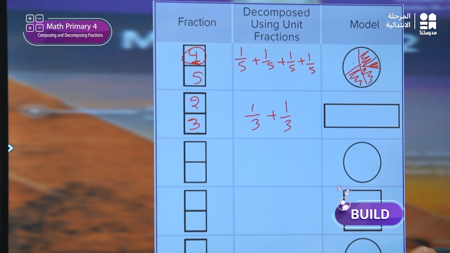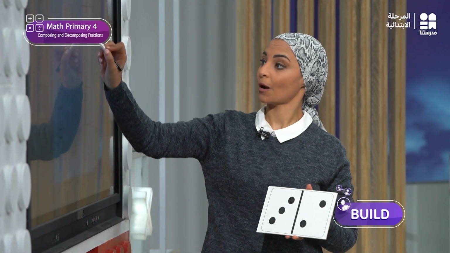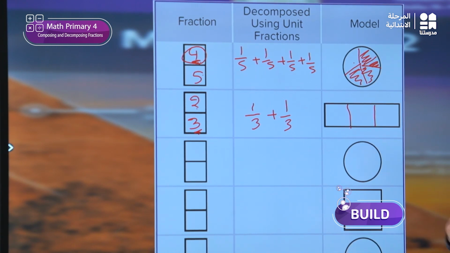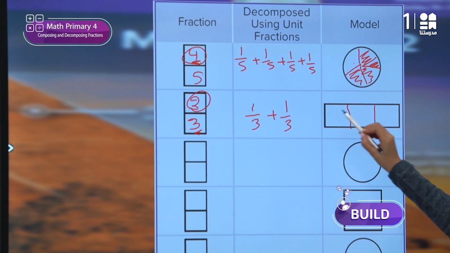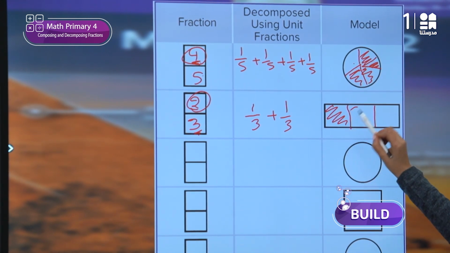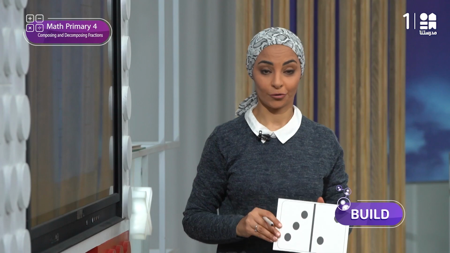What will I do? I will divide this model into 3 parts because all my parts are thirds. So 1, 2, 3, and I will shade or color only 2 parts. So this is the first colored part and this is the second colored part.